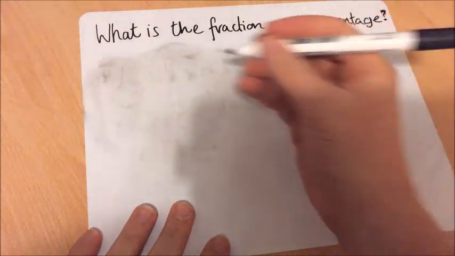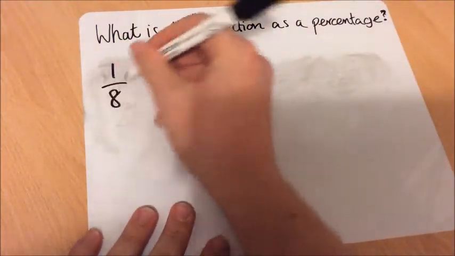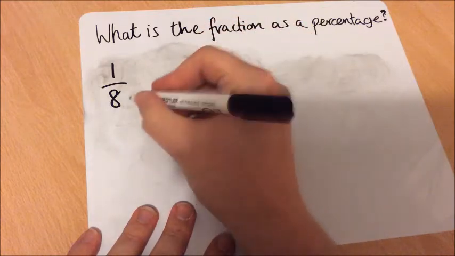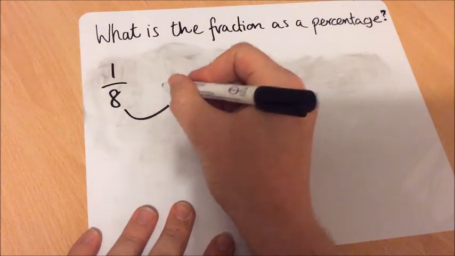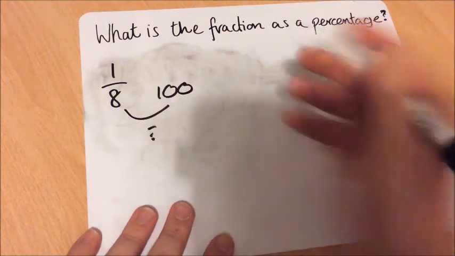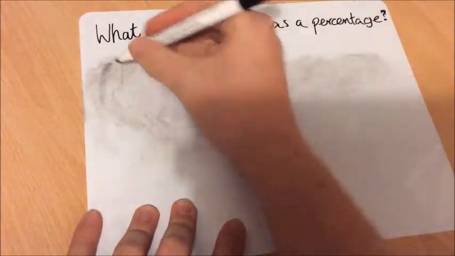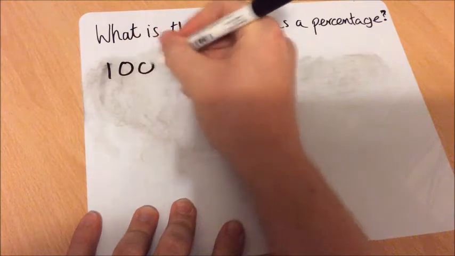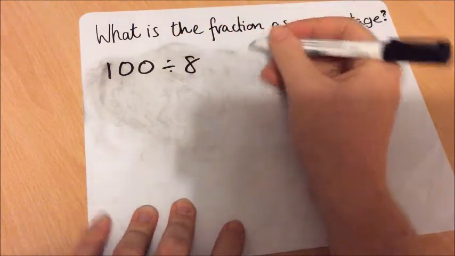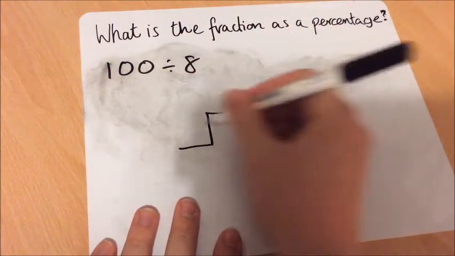Some of these fractions are a little bit trickier. If you have 1/8, you can't times 8 by anything to get to 100. It doesn't work. So instead of doing this, you can do 100 divided by 8. Use the bus stop method.